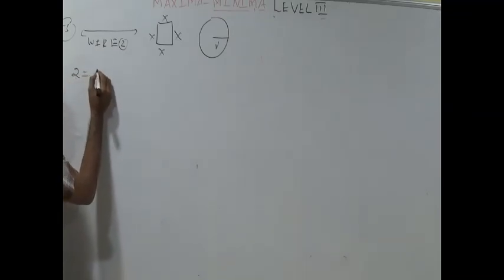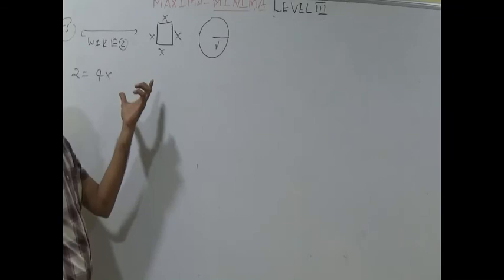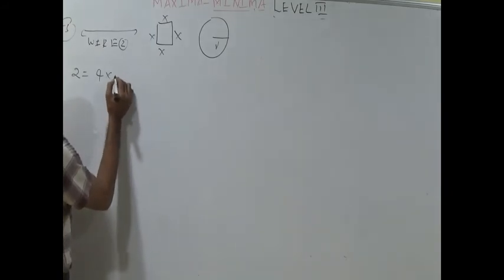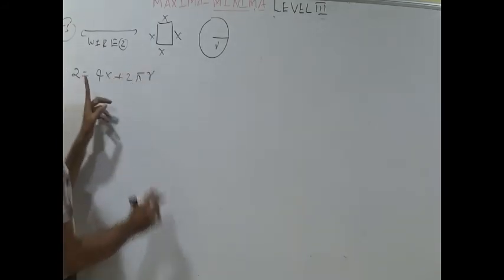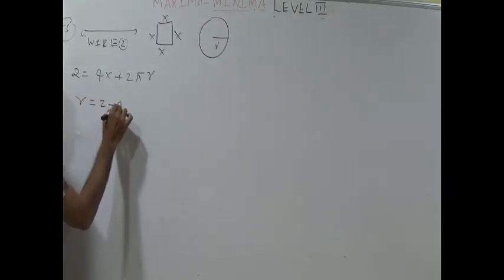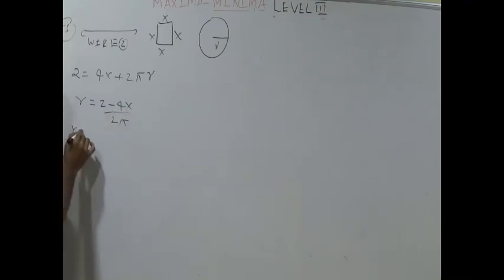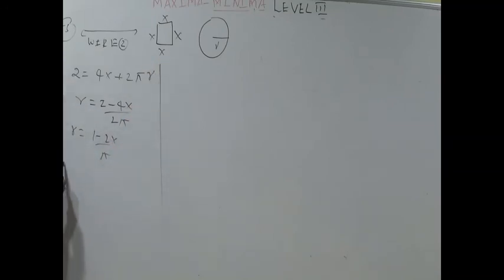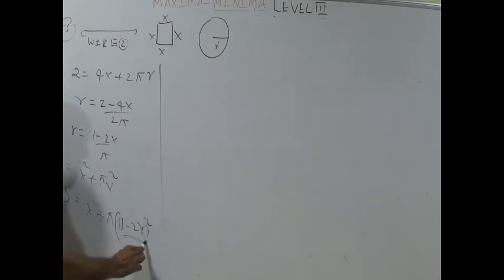The wire of length 2 is distributed in the form of a circle and a square. So the perimeter of the square and the circumference of the circle you can write here. r is equal to 2 minus 4x by 2 pi, so r is equal to 1 minus 2x by pi. Sum of areas is asked. Sum of areas S is equal to x square plus pi r square. Instead of r square you can write 1 minus 2x whole square by pi square.